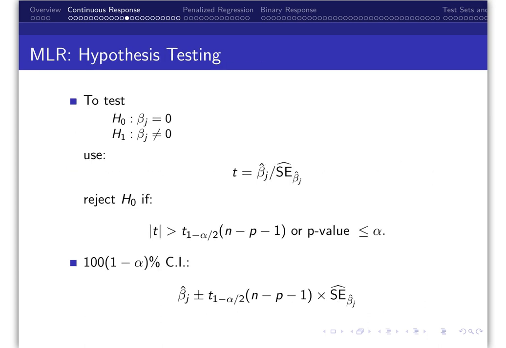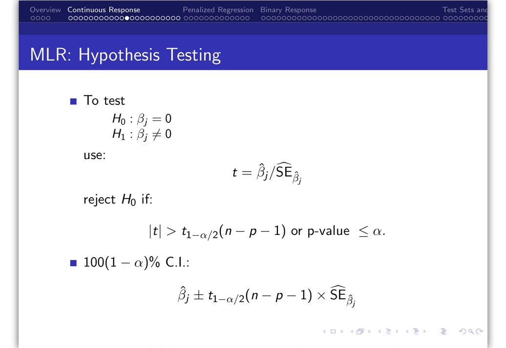Once we have estimated the parameters in our model, we may be interested in hypothesis testing. Beta sub j is the estimate of the partial slope of x sub j, or the effect of x sub j controlling for all other covariates in the model. We may be interested in testing the association between one covariate x sub j and the response y controlling for the other covariates. In that case, our null hypothesis is that the slope beta sub j is equal to 0 against the alternative hypothesis that the slope beta sub j does not equal 0.